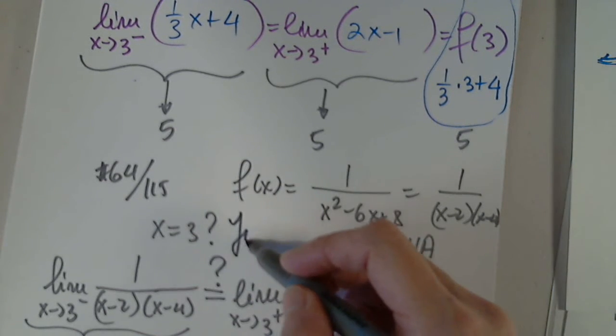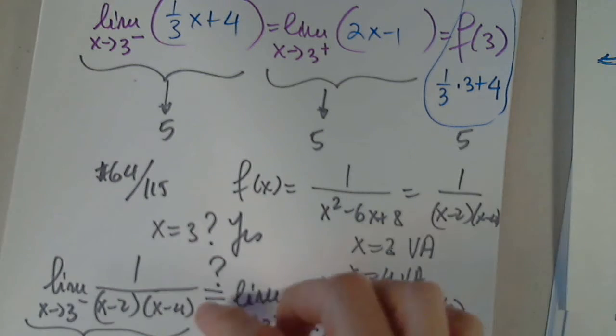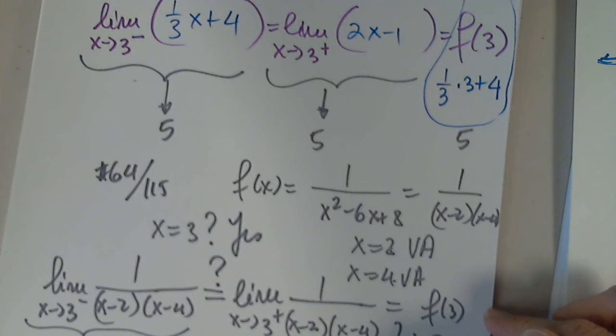So I will say yes. Why? Because the limit from the left of 3 equals the limit from the right of 3. They both exist, and they are the same. And also, they both equal the function value at 3. So therefore, the function is continuous.